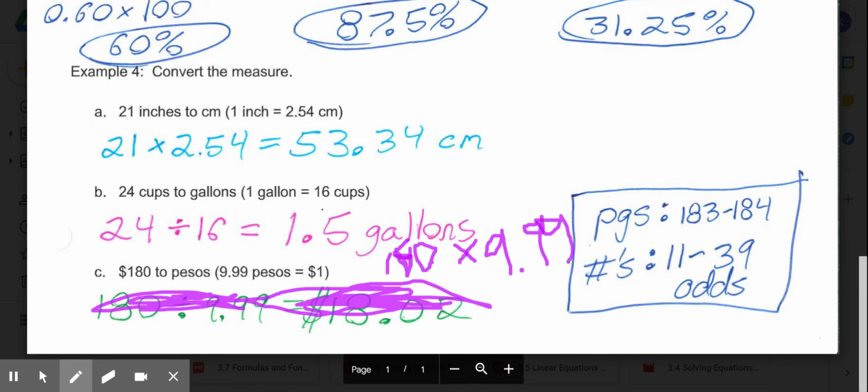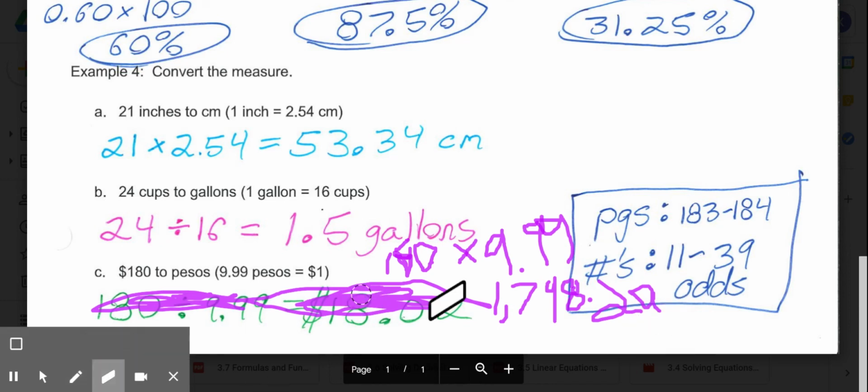And then 180 times 9.99 gives me 1,798 pesos and 20 cents. Apologies for the really ugly writing. So $180 times 9.9 pesos would give me 1,748.20 pesos.